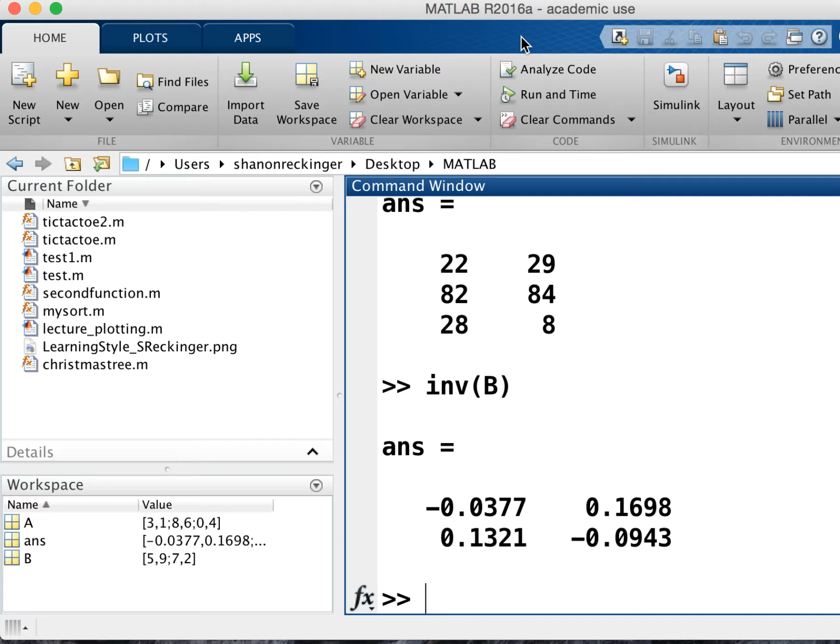So let's say I have this equation, 3x1 plus 2x2 plus x3 equals 2. So that's my first equation. My second equation is 5 times x2 plus 2 times x3 equals 1. And my last equation is x1 plus 3x3 equals 3. So this is a 3 by 3 system.